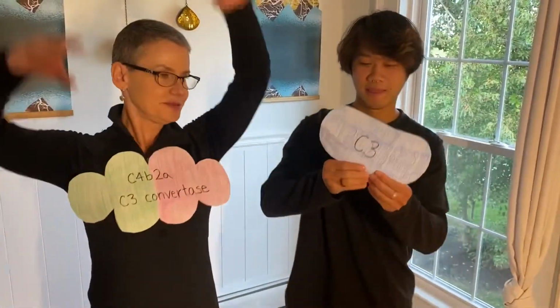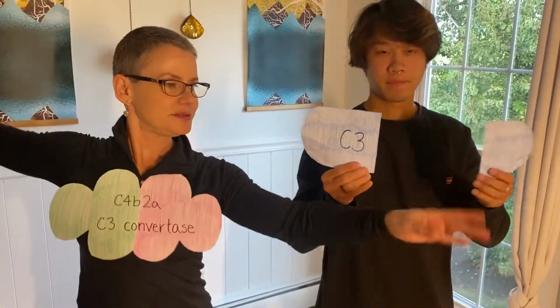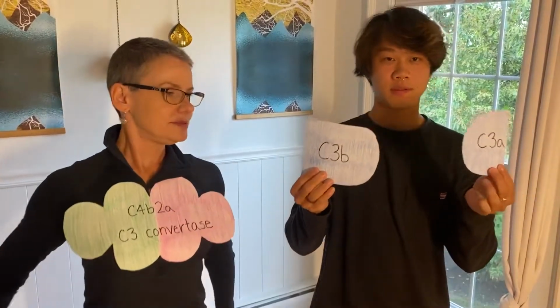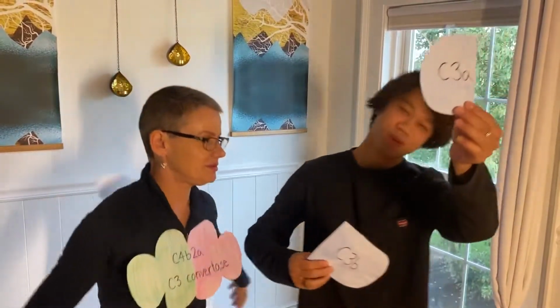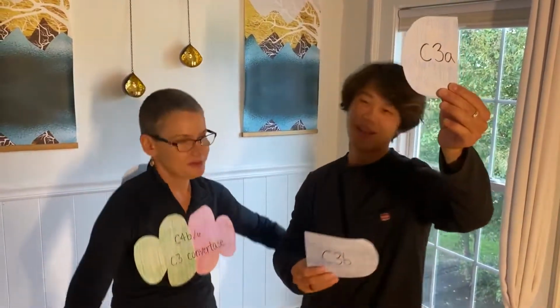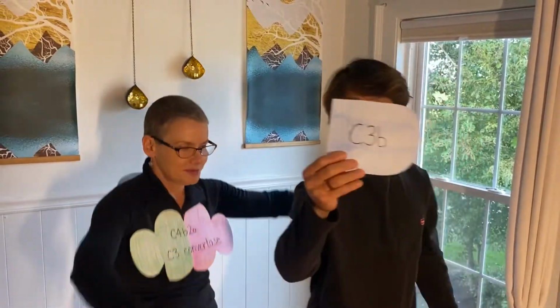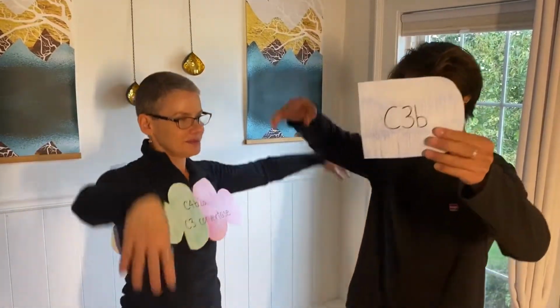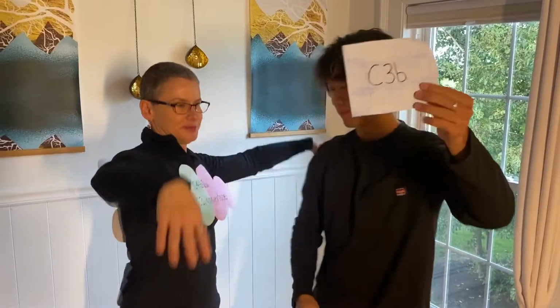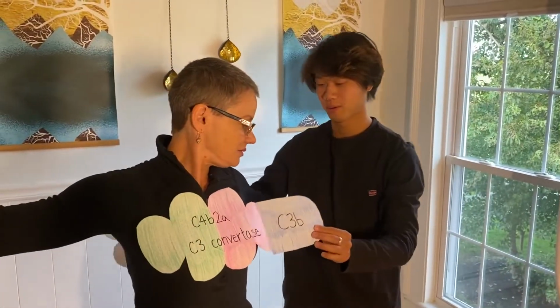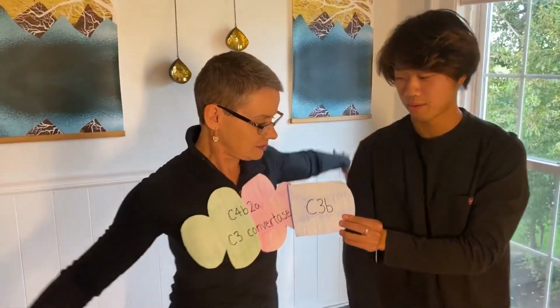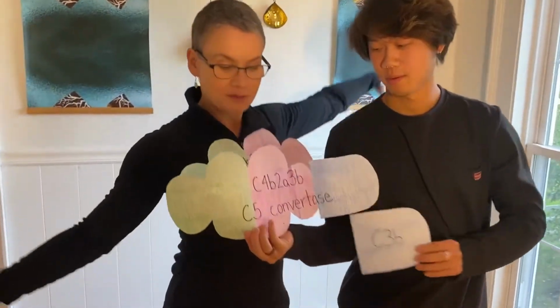C3 convertase cleaves the C3 protein into C3A and C3B. C3A helps in inflammation by activating mast cells, causing the release of vasoactive mediators such as histamine. The C3B portion binds to the C3 convertase, turning the C4B2A enzyme into the C4B2A3B enzyme, also known as C5 convertase.